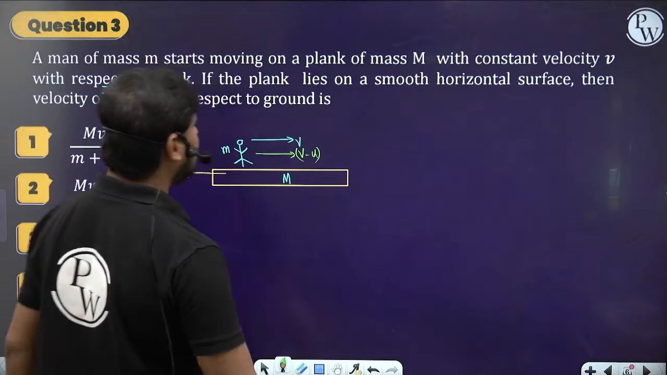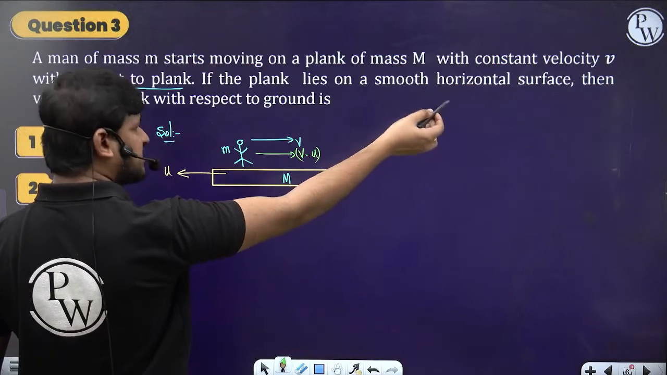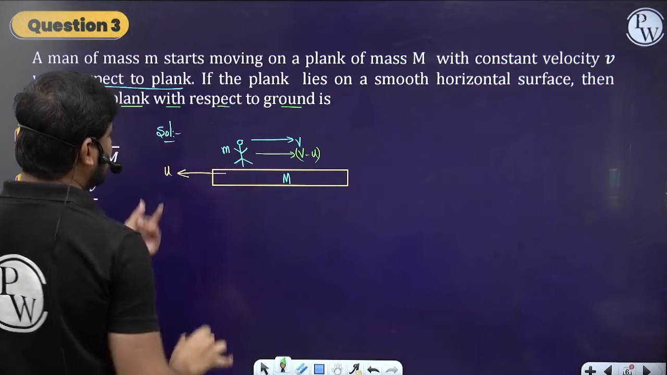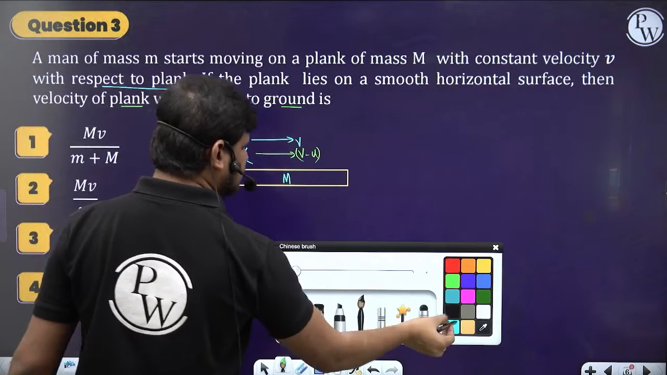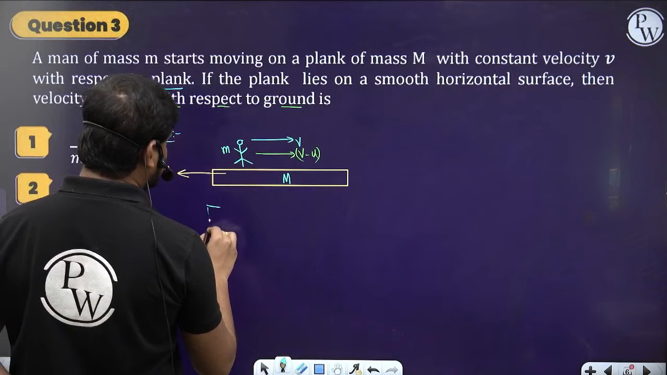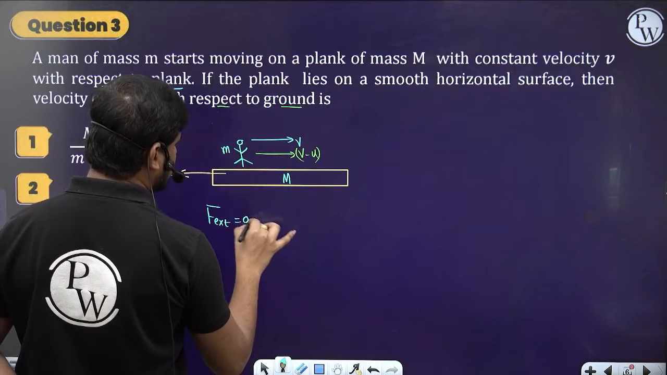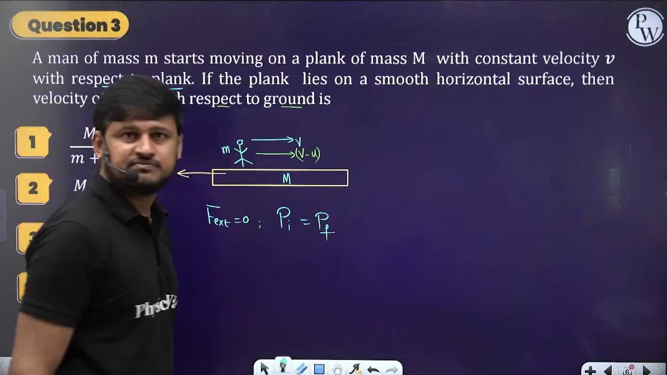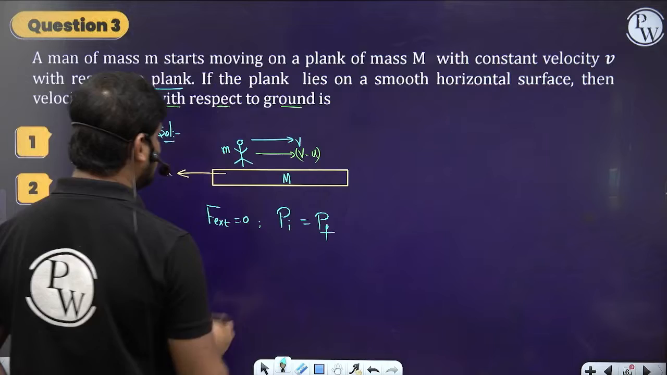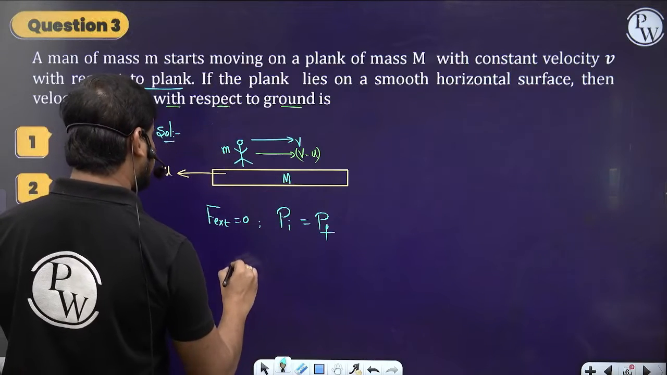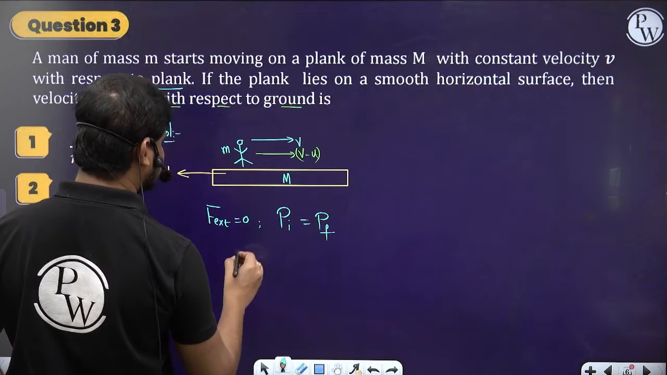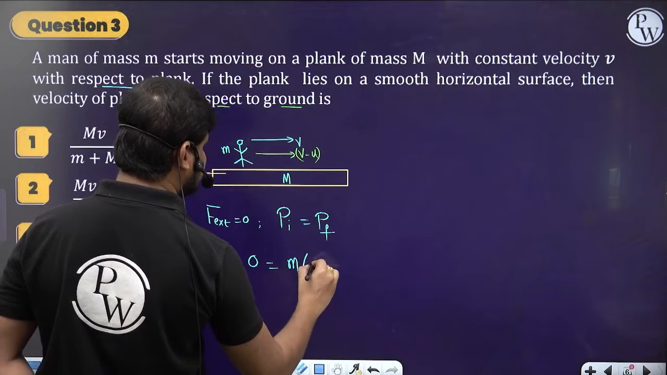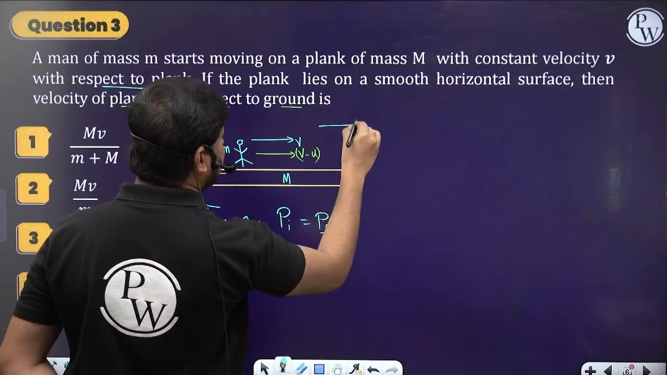Right? So if the plank lies on a horizontal surface with no friction, we have to find u, the velocity of the plank with respect to the ground. Same concept: there is no external force, so F external equals 0, therefore the initial momentum of the system will be equal to the final momentum of the system. The initial momentum is 0 completely. The person is of mass small m and whose velocity is v minus u, taking the right side velocity as positive.